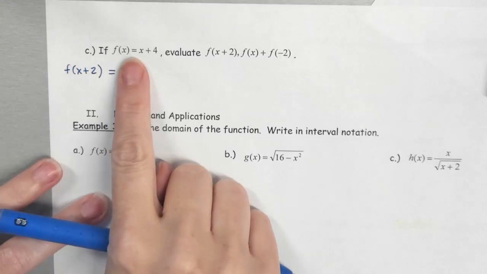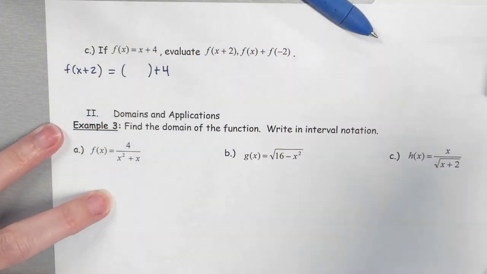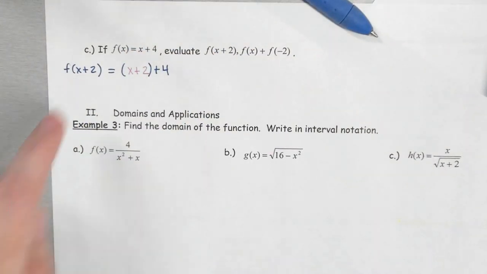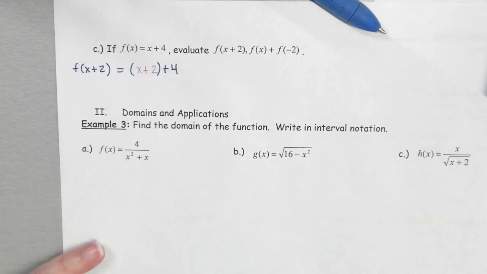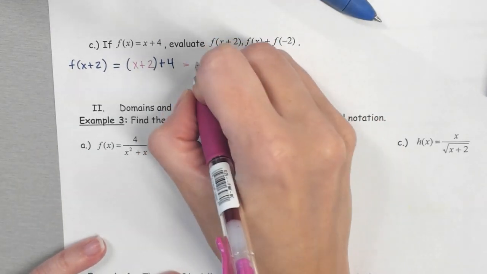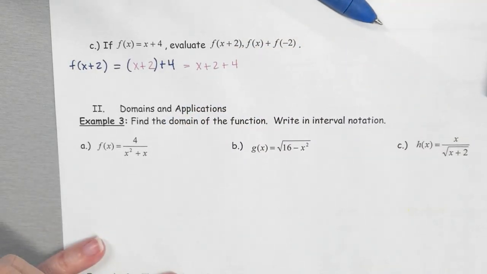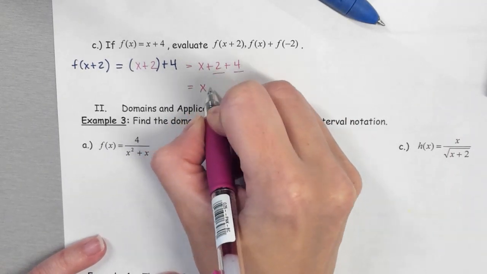Okay, so instead of x plus 4, it's just x plus 2 plus 4. Now, if there's nothing in front to multiply, your parentheses really just go away. This is the same thing as x plus 2 plus 4. So if you combine your like terms, you'll just get x plus 6.